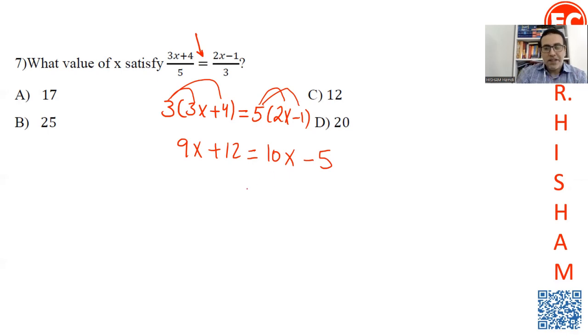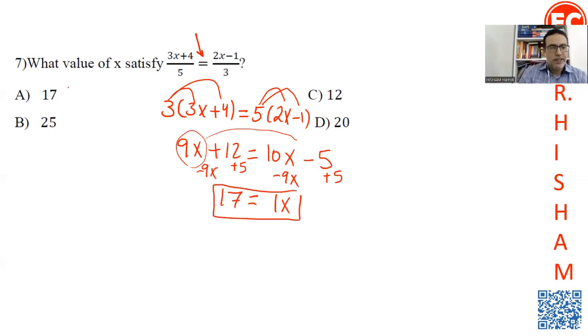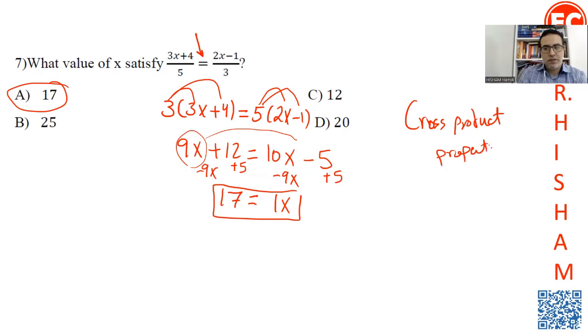To make it easier, I'm going to move this 9x to the other side. So I'm going to subtract 9x from the left and 9x from the right. So this will be 1x. And add 5 to the right and add 5 to the left. So this will be 17. So x here is equal to 17. So I used the cross product property in solving this question.